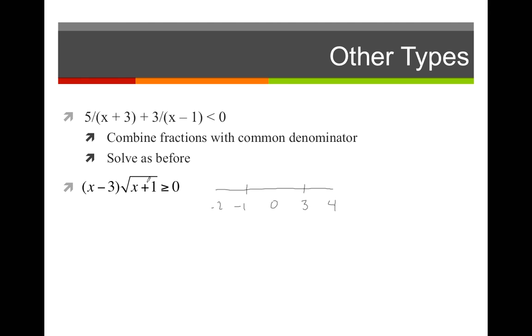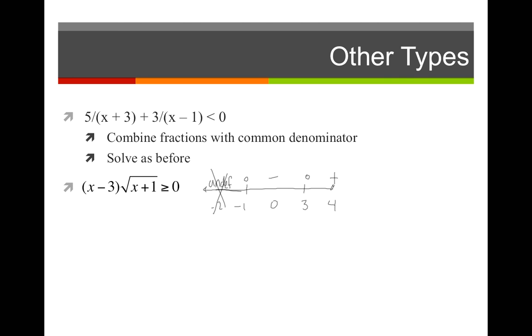If I plugged in -2, notice that this doesn't exist. So that means this whole statement here, this whole interval, is undefined. It doesn't even get to be used. And then at -1, it's 0. If I plug in a 0, I get -3 times +1, which is negative. And if I plug in 3, I get 0, which is 0 here. If I plug in a 4, I get 4 minus 3 is positive. 4 plus 1, square root is positive, so it's positive here.